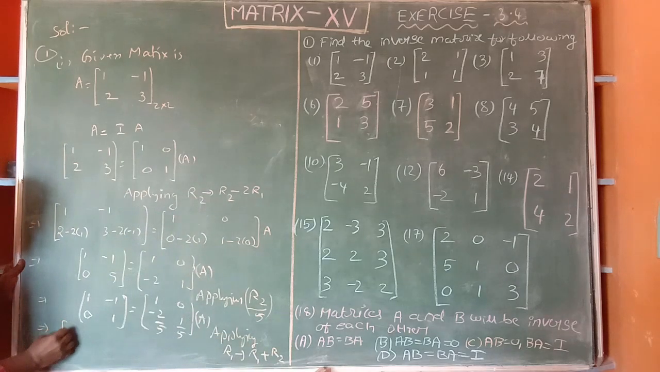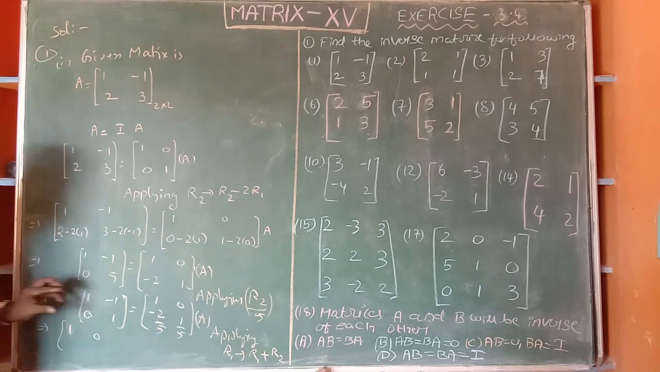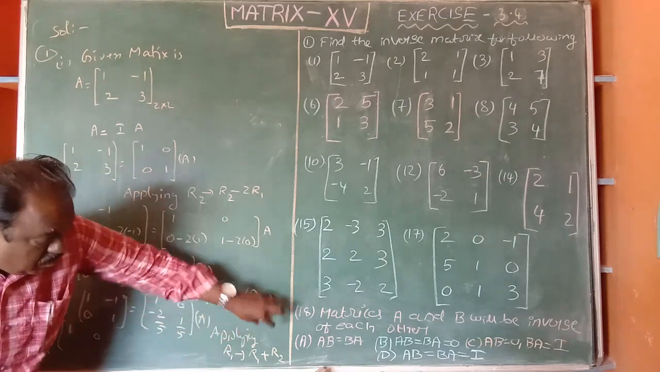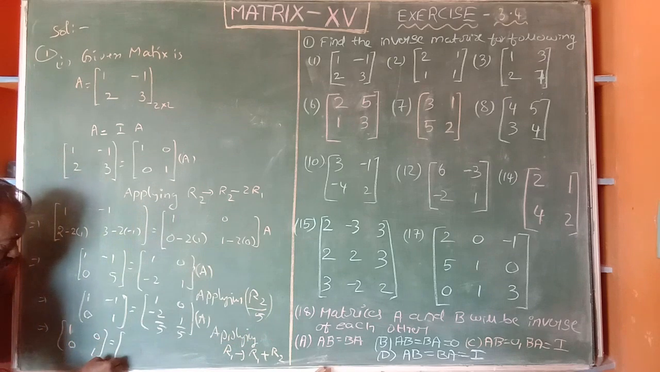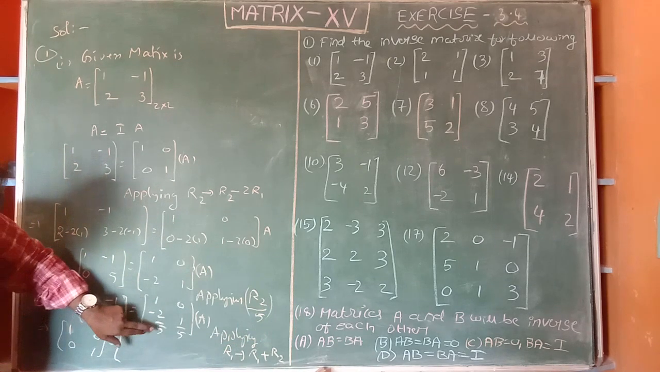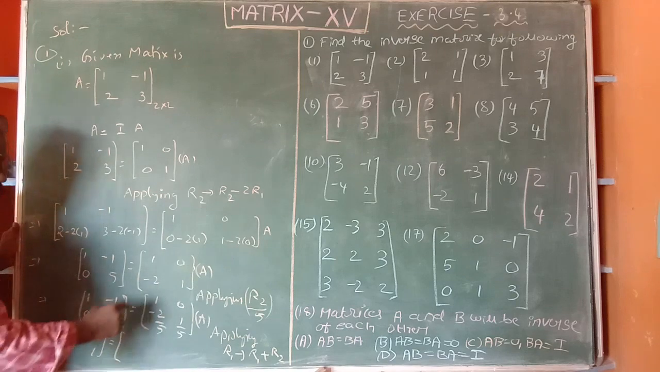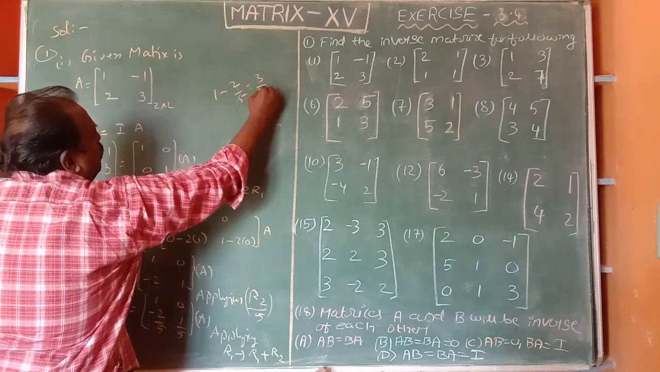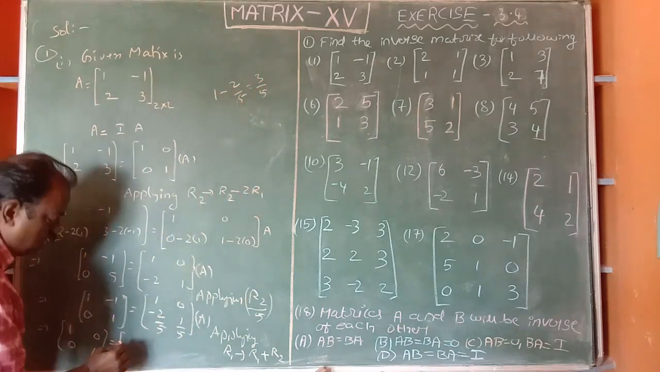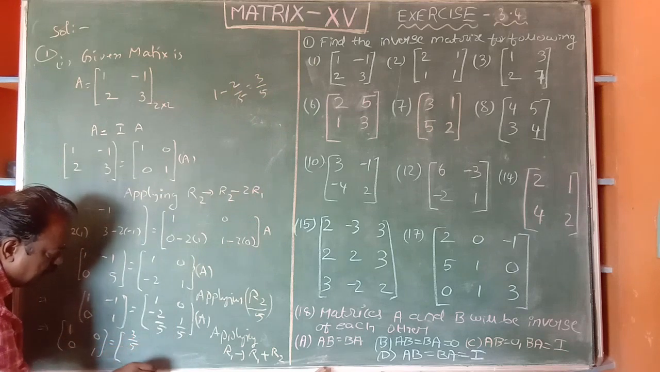That implies, you see, R1 means 1 plus 0 is 1, minus 1 plus 1 is 0. And it will not be changed, only the R1 will become R1 plus R2. It is as it is, 1. And here also the same, R1 plus R2. That means 1 minus 2 by 5, how much? 5 minus 2, so here it is 3 by 5.